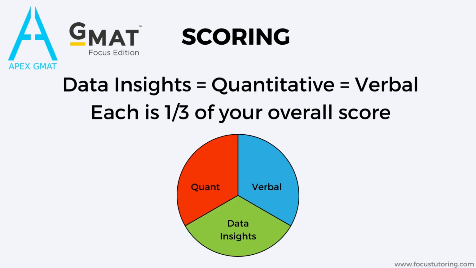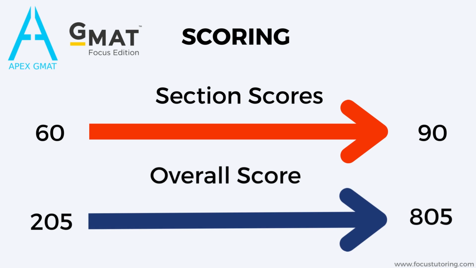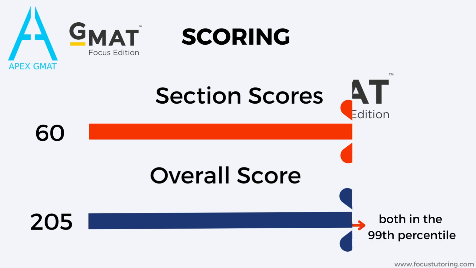Data Insights is now as equally important as quantitative and verbal reasoning in calculating your overall score. In terms of scoring, the GMAT Focus Edition has a different scoring scale. Each section has a range from 60 to 90. Not all these scores are attainable. Through GMAT Magic, they convert these 3 section scores into an overall score ranging from 205 to 805.